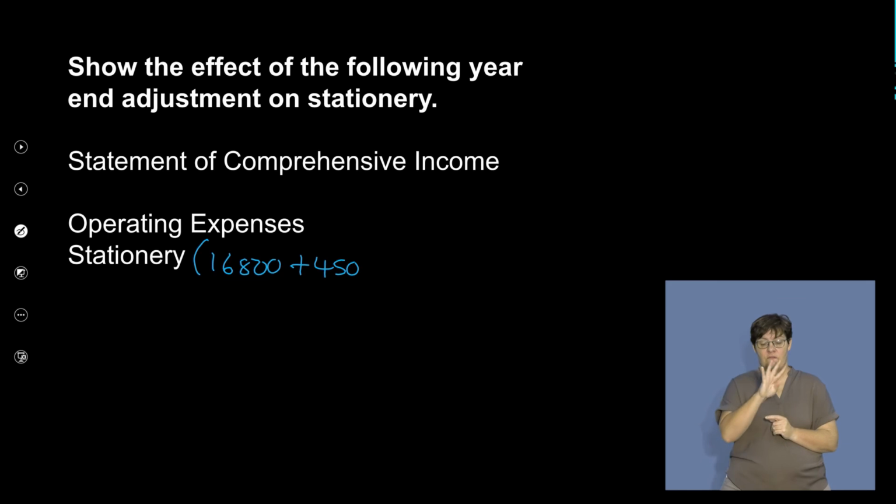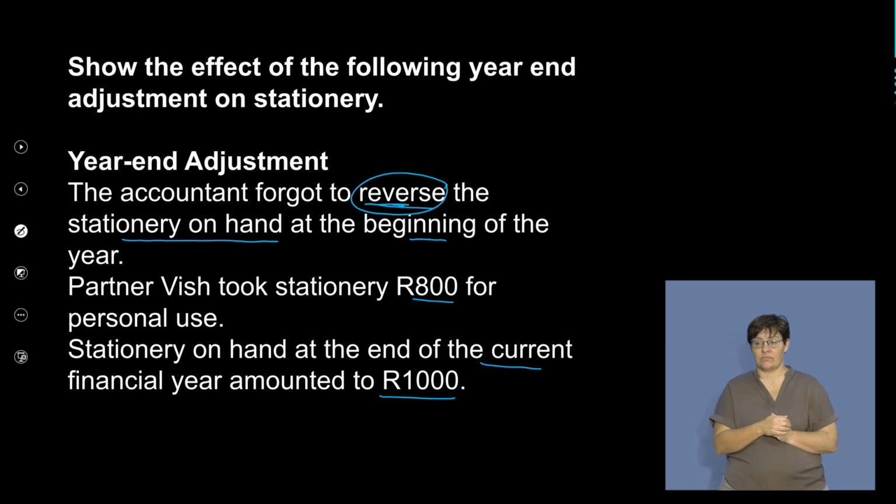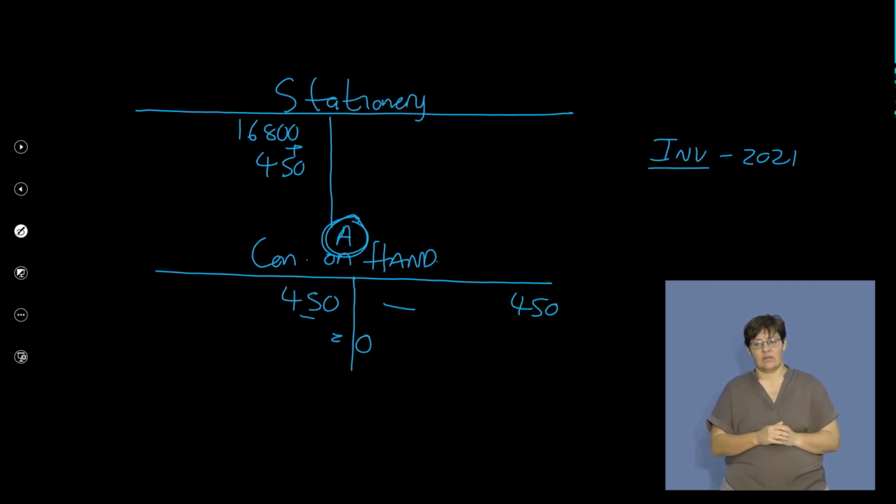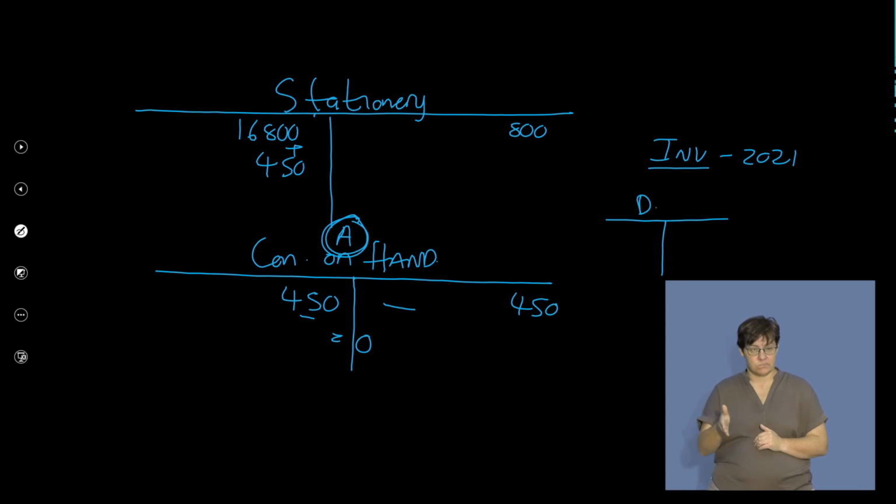We're adding the 450. Okay, right, so that's the first part to the adjustment. Let's now look at the next part. Partner Vish took stationery for 800 Rand for personal use, obviously for his own use. Because this is not a business expense, once again, we're going to have to make a relevant entry in our ledger account. So remember, stationery will be credited by 800 Rand, and the other account affected is obviously drawings for Partner Vish, where his drawings will increase by 800 Rand.